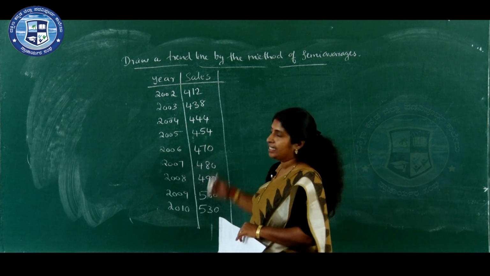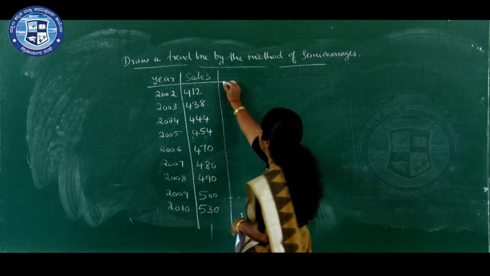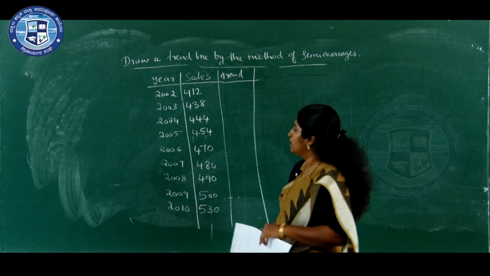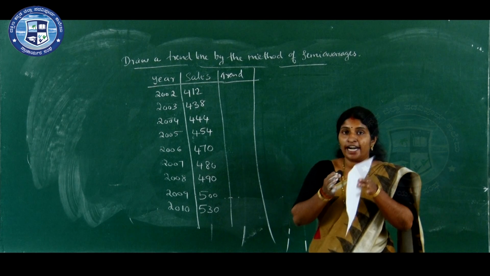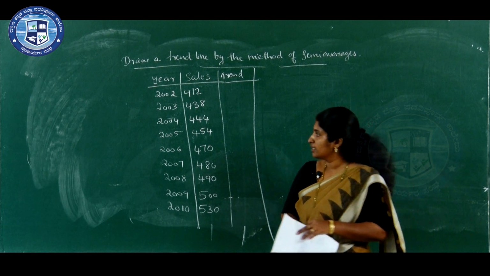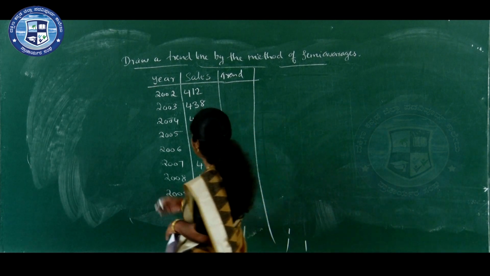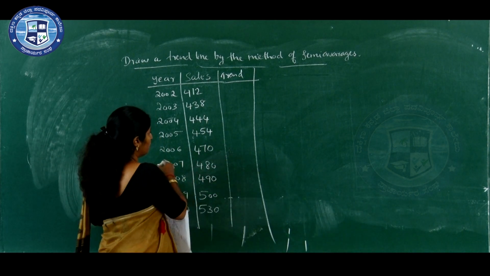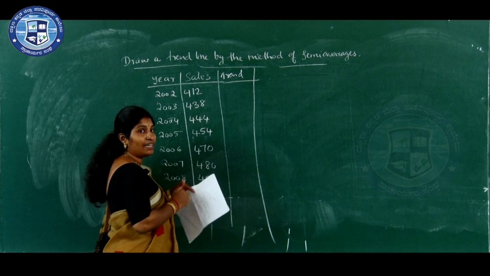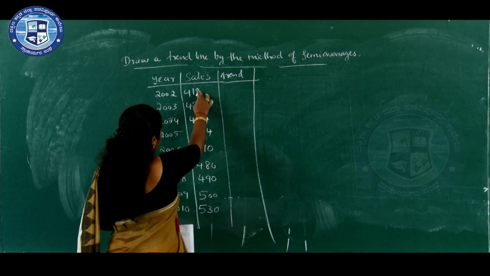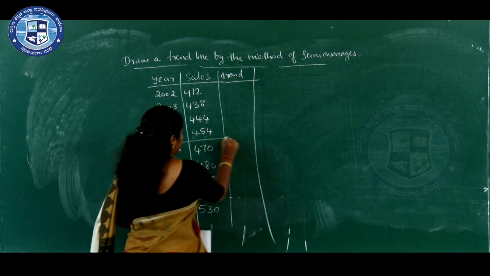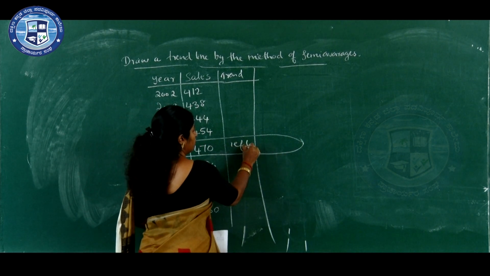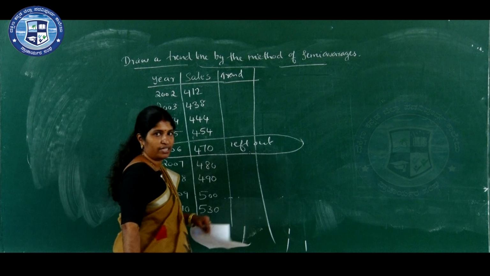Next example, draw a trend line by the method of semi-averages. Year and sales are given, and the next column is trend. What is the first step? You have to divide the observations into equal parts, but the number of observations is 9 here, so you cannot divide into equal parts. So you have to skip the middlemost observation, that is the fifth observation, and leave it out.